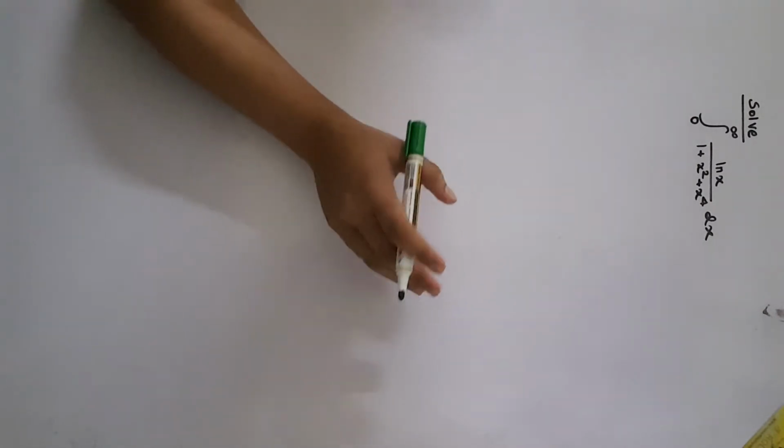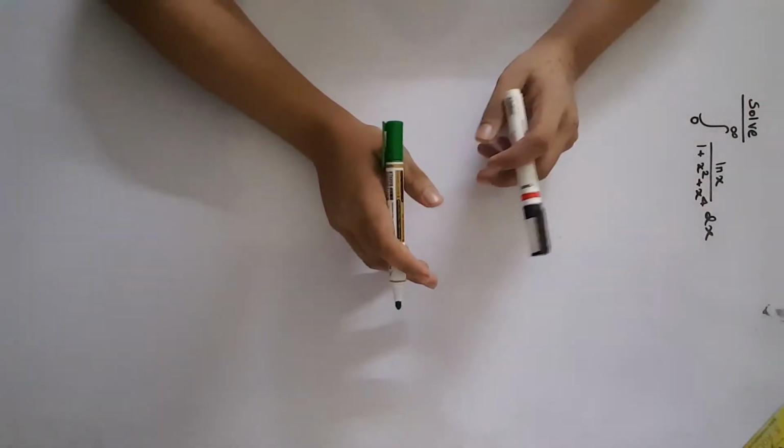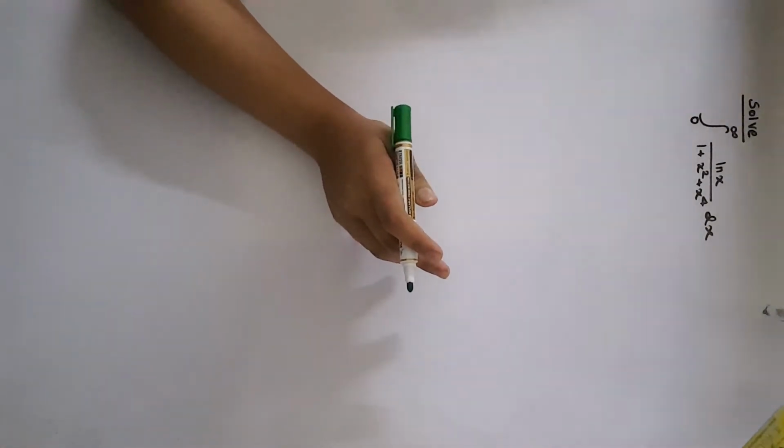First of all, to find the value of this expression, we need to do a certain amount of proofs regarding some theories which we are using in this question. The things which we are proving, we will do with a green marker, and the question solving part will be done with a black marker.